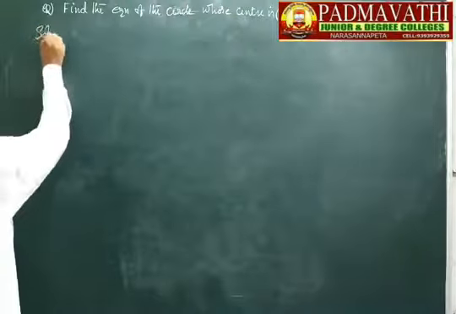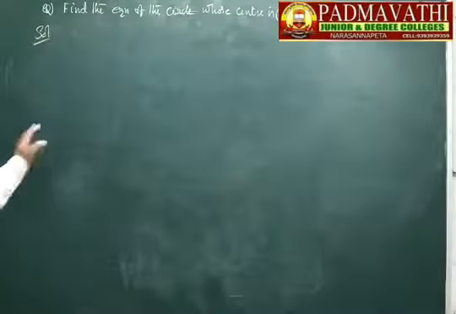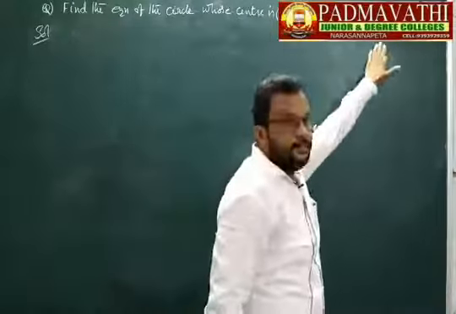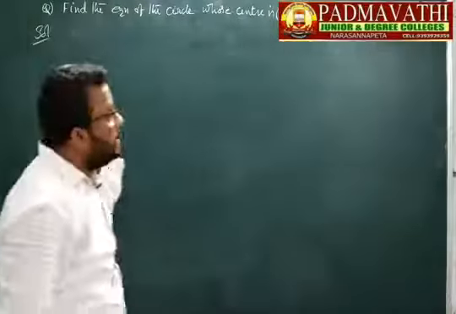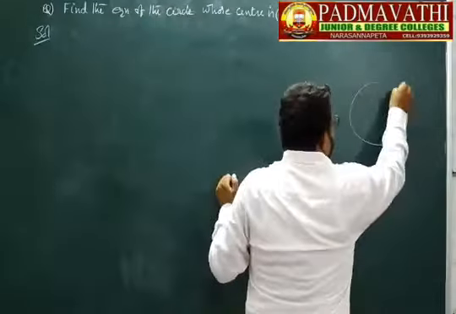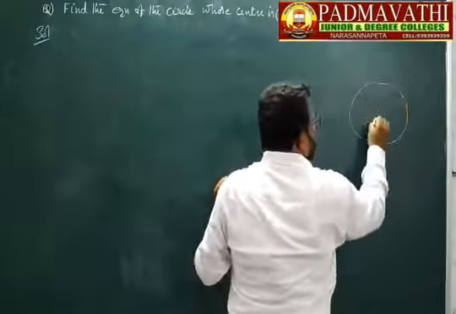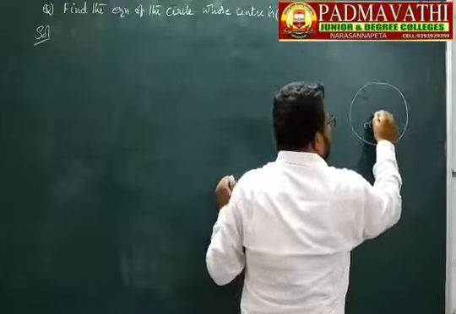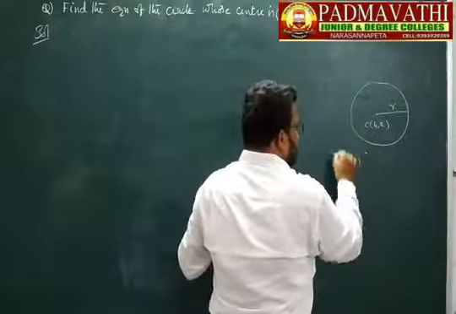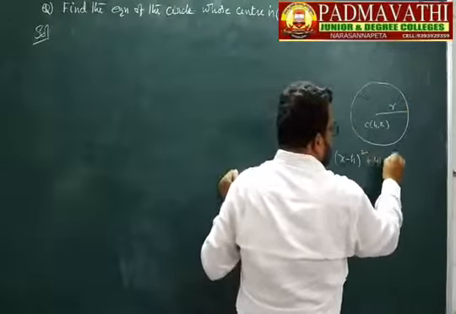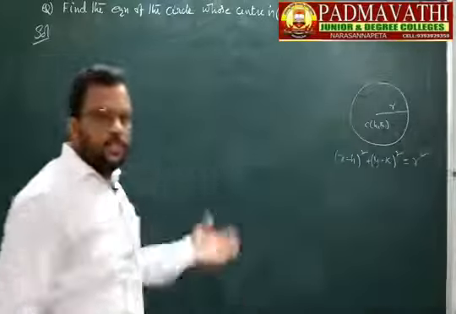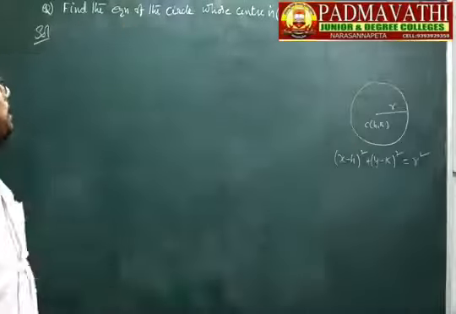Solution. What is given? The center and radius are given. Then what do we have to find out? The equation of the circle. We know that the equation of the circle with center (h, k) and radius r is (x - h)² + (y - k)² = r². Using this formula we have to find this equation.